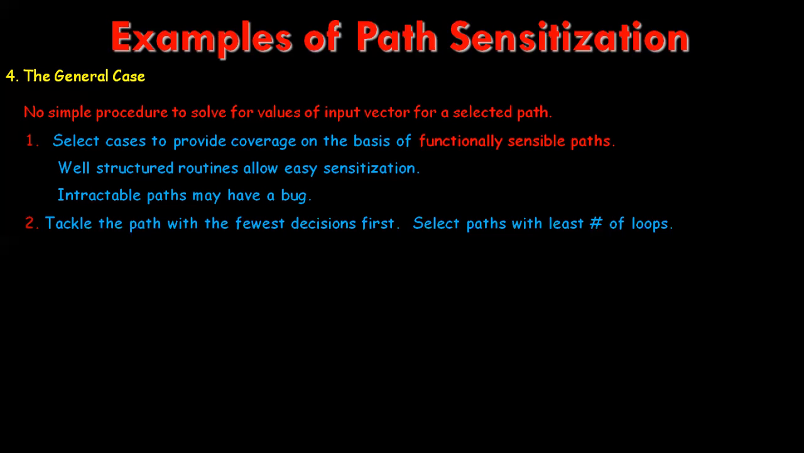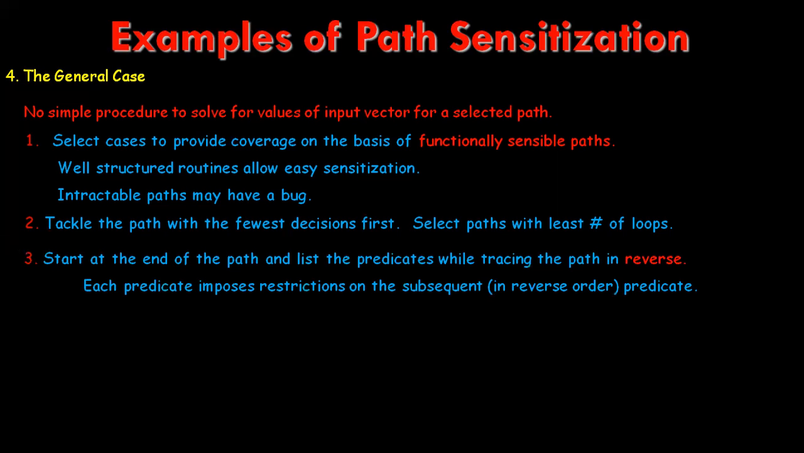Here we have to tackle the paths with the fewest decisions first. Then we give preference to the non-looping paths over the looping paths. And we have to start at the end of the path and not at the beginning. So what we have to do is start from the end.